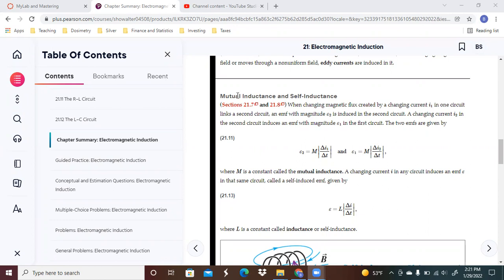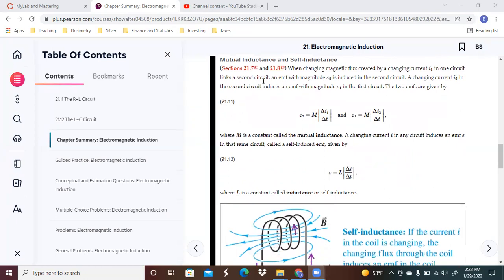When we're looking at mutual inductance and self-inductance, when changing magnetic flux created by a changing current in one circuit links a second circuit, an EMF with magnitude E sub 2 is induced in that second circuit. In other words, you've got two circuits that are close to each other. You've got a changing magnetic flux in one, and it's going to end up inducing an EMF in the other.